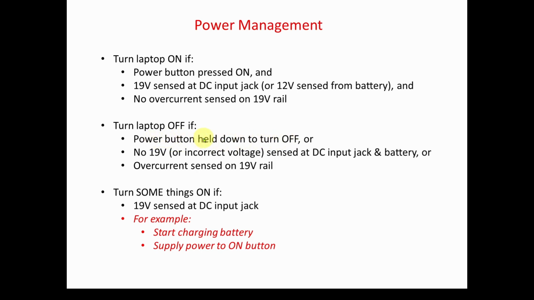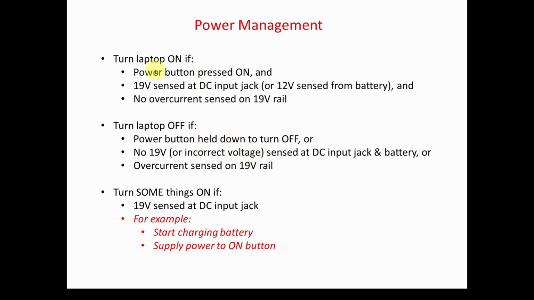So now we have to not only measure that the power button is held down, but also have some timing to see if it's been held down for a long time and if the computer is already on. So if there's no battery voltage and suddenly the user unplugs the wall outlet adapter, then you want to turn it off. So you want to measure that. And you also want to turn it off if you sense an overcurrent on the 19 volt rail. So again, turning it on and off has got some requirements that we're going to have to not only measure, but also do some logic.